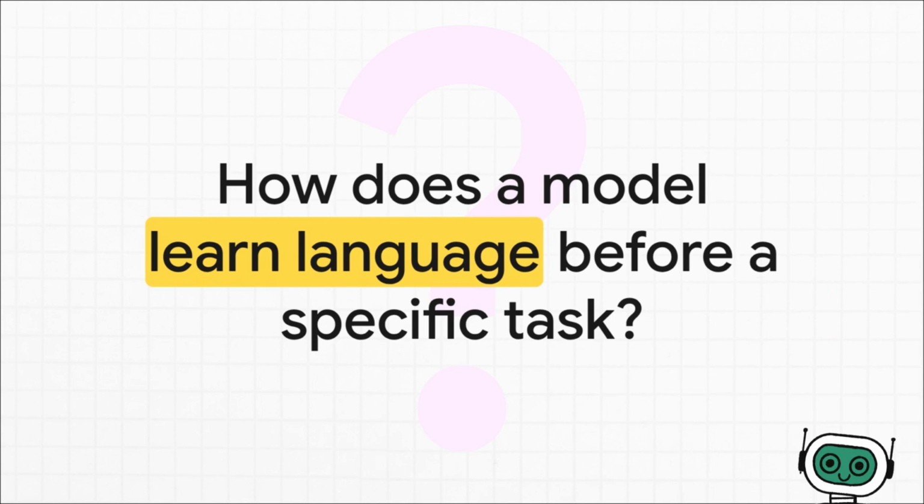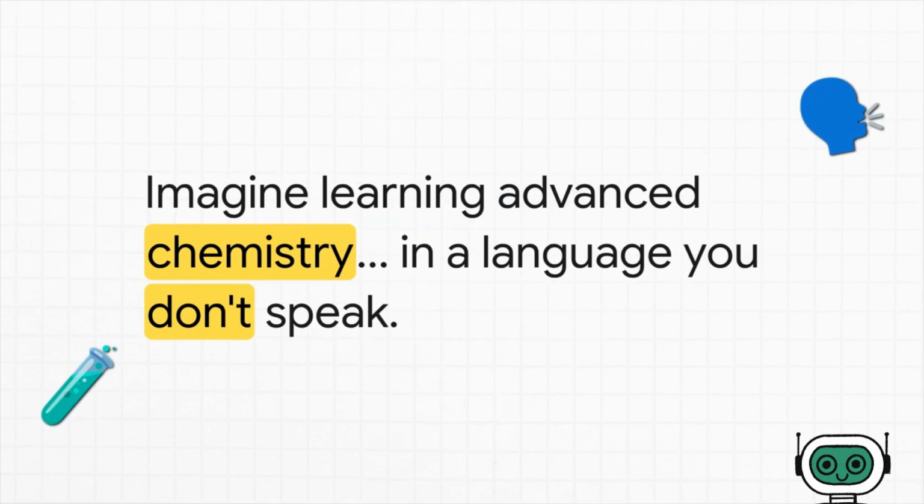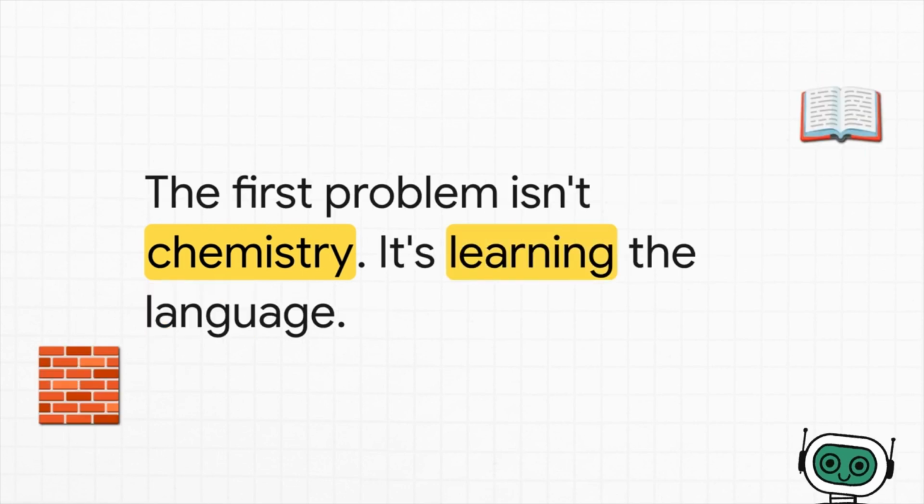How does a model, which starts as just a bunch of random numbers, get any grasp of grammar, facts, and context? This is exactly the problem that pre-training is designed to solve. Let's build some intuition with an analogy. I want you to imagine you're given a textbook on advanced chemistry. The catch? The entire book is written in a language you've never seen before. What's your first challenge? It's not going to be understanding chemical bonds, right? It's just figuring out what the words mean. You can't possibly learn the subject until you first learn the language it's written in. A brand new language model is in that exact same spot.